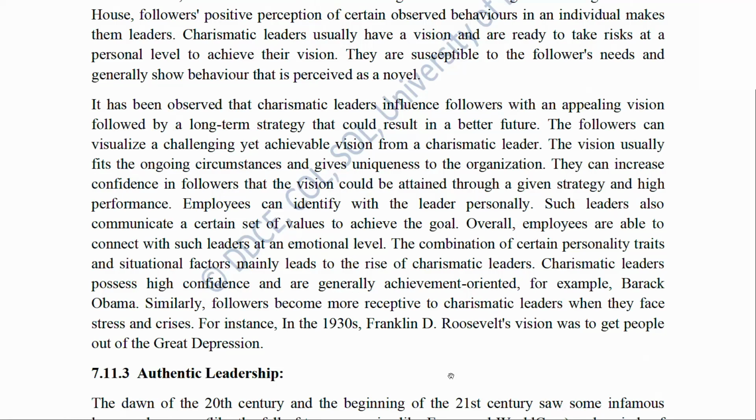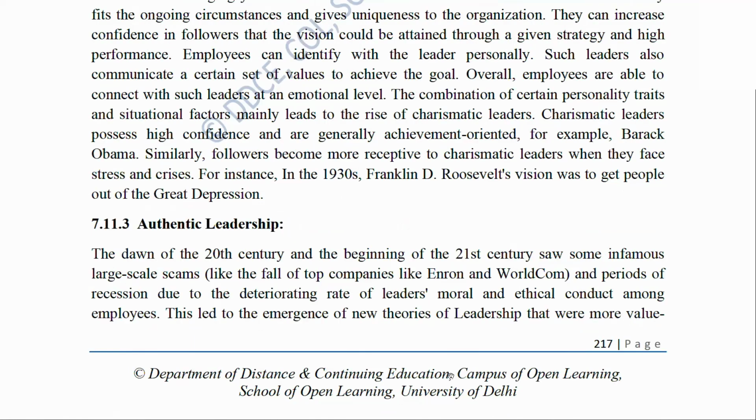The combination of certain personality traits and situational factors mainly leads to the rise of charismatic leaders. Charismatic leaders possess high confidence and are generally achievement oriented, for example, Barack Obama. Similarly, followers become more receptive to charismatic leaders when they face stress and crisis. For instance, in the 1930s, Franklin Roosevelt's vision was to get people out of the Great Depression.